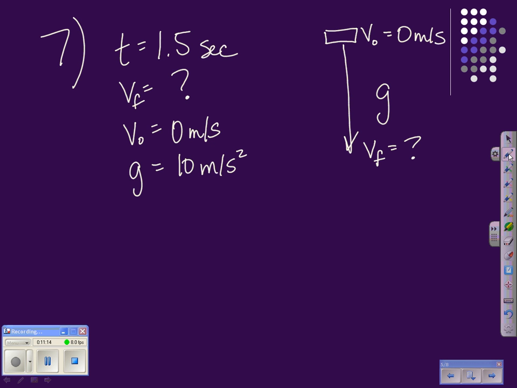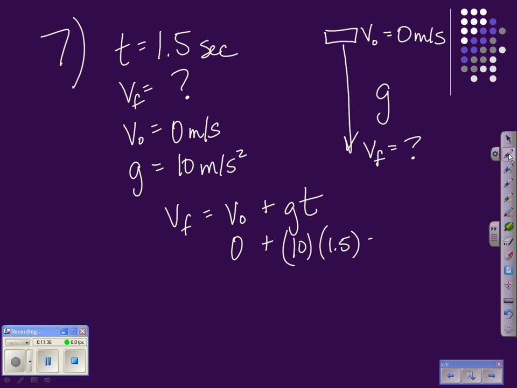All right. So the first part of this answer would be that we want to solve for VF. We have a really simple equation already manipulated for us, VF equals VO plus GT. I got all that information. I can use that one. So I'll use 0 plus 10 times 1.5, which tells me that it's going to be going 15 meters per second. I don't want to be under that book. That might hurt.